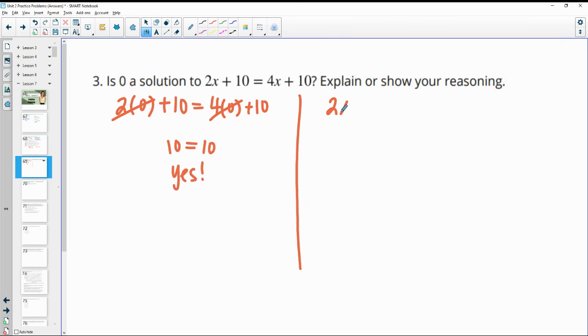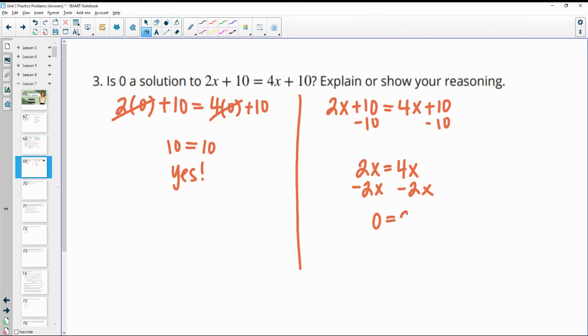You may also want to just solve the equation to see what the solution is and see if it is 0. So in order to solve this, maybe you would subtract 10 from both sides. Then we would get 2x plus 0, so just 2x. And then on the right, 10 minus 10 is 0, so we would just have 4x minus 0. Then we want to get these x's to the same side, so I'm going to subtract 2x from both sides. 2x minus 2x is 0, and then 4x minus 2x is 2x.